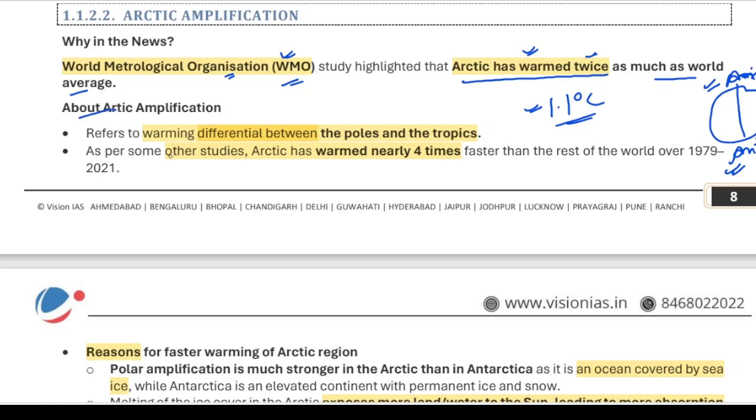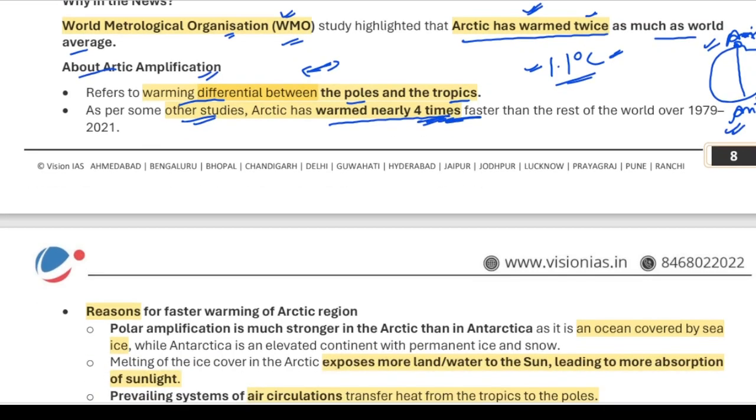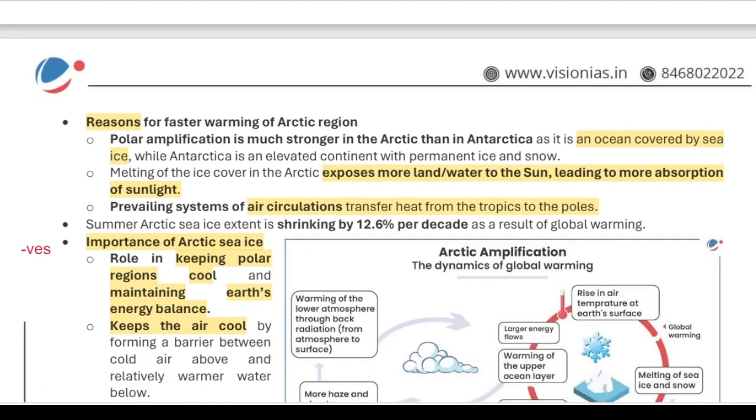About this warming differential between the poles and the tropics: the tropics are heating at 1.1 degrees Celsius, but the Arctic is heating at a much faster rate. This difference between the temperatures is called Arctic amplification. Some other studies have also been conducted, apart from this WMO study, saying it has warmed nearly 4 times faster. So WMO is saying it is warming at twice the rate, but some studies have predicted it is warming at a 4 times faster rate. So global warming is really showing its effect.